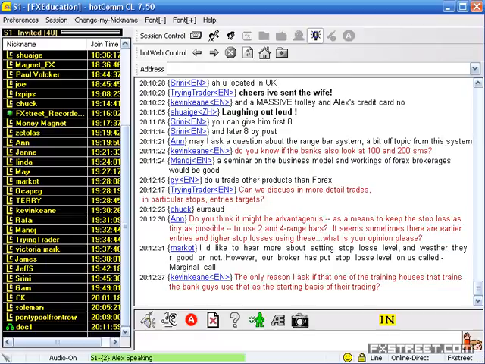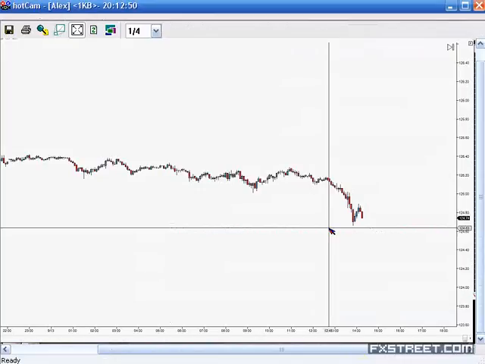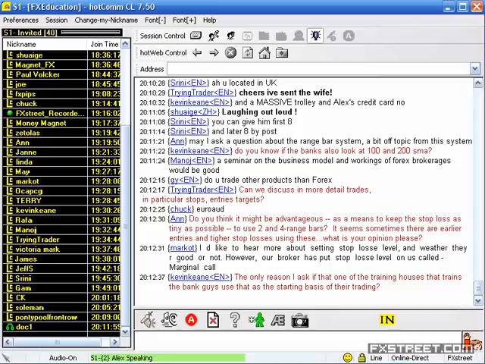Do you think it might be advantageous, as a means to keep the stop loss as tight as possible, to use two or four range bars? Yes and no. To be honest with you, Ann, you can do that, but the problem is that you're much more likely to see more trades stopped out and then the market going in your direction. So that could be quite a difficult way to trade psychologically.